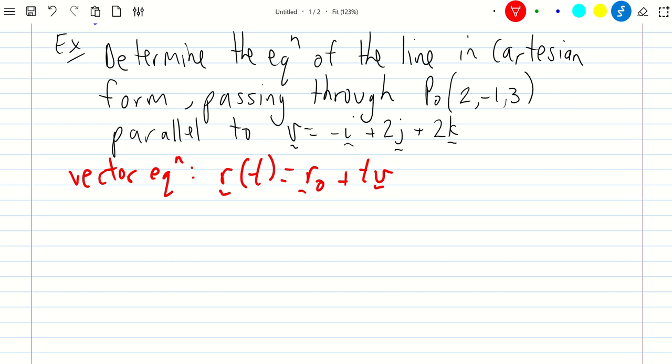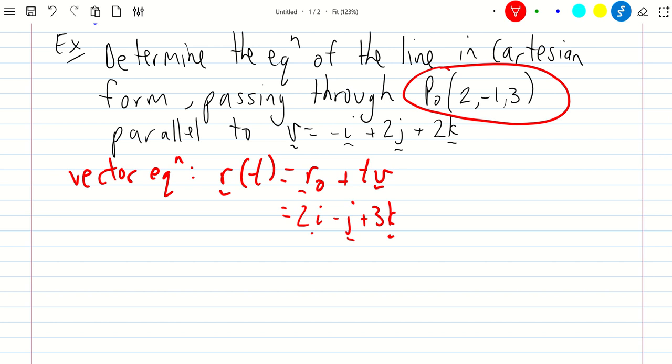To create the vector equation, r0 is your starting point. If you think about the position vector, it is just your starting point. So let's write that down. The starting point there is 2i - j + 3k. That's my r0, my initial position where it's starting from. We're starting from that point and shooting off in this direction, this v vector. That's the direction it's going to be shooting off.